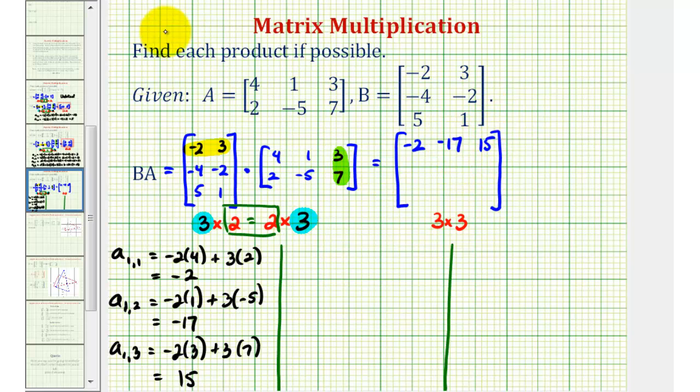Now we'll go to row 2, so we'll find A sub 2, comma 1. So now we'll use row 2 from the first matrix and column 1 from the second matrix. So we'll have negative 4 times 4 plus negative 2 times 2. So we would have negative 16 plus negative 4, that's negative 20.